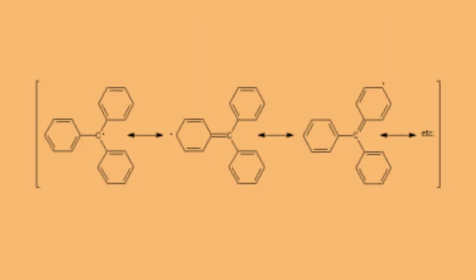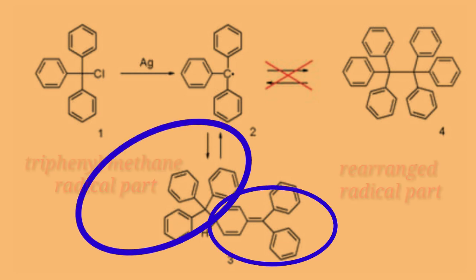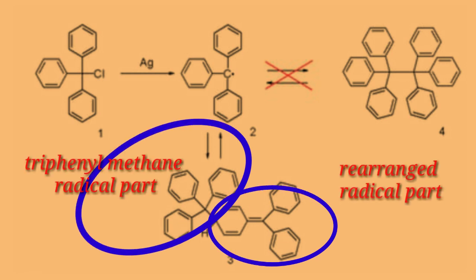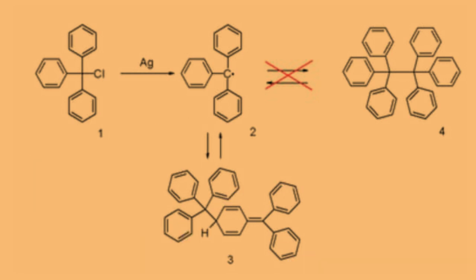In this case, one triphenyl methyl radical gets rearranged itself and combines with the other triphenyl methyl radical to get this desired product.